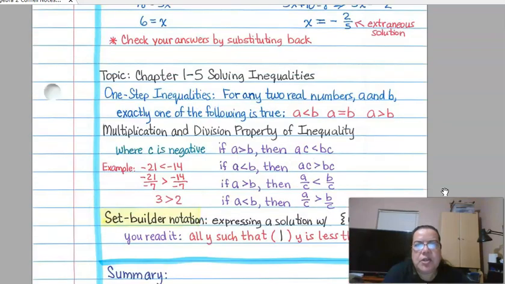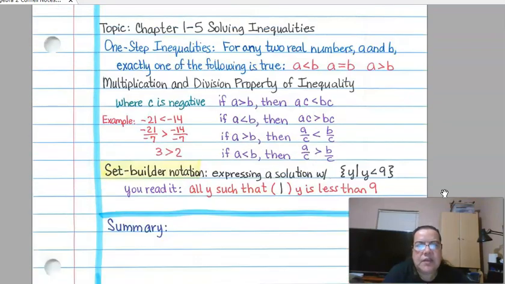All right, so going into chapter 1-5. So chapter 1-5 is all about solving inequalities. And so if you'll remember, looking back, one-step inequalities meant that you had to look at any two numbers like A and B, and you'll have just one of the following situations. It will be true. Either A is less than B, A is equal to B, or A is greater than B. So for any numbers, this will always hold true.